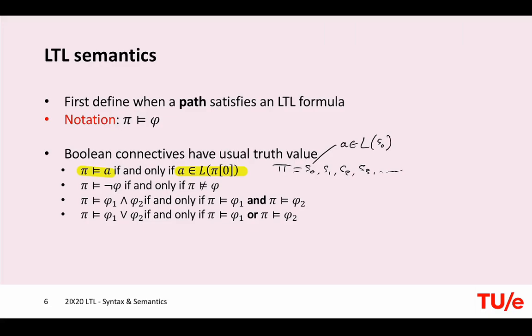Now path pi satisfies not phi if and only if path pi does not satisfy formula phi. Pi satisfies phi1 and phi2 if and only if pi satisfies phi1 and pi satisfies phi2. And pi satisfies the disjunction phi1 or phi2 if and only if pi satisfies phi1 or pi satisfies phi2. So this really is just what we are used to from propositional logic. Now let's take a look at the temporal logic operators that we added.